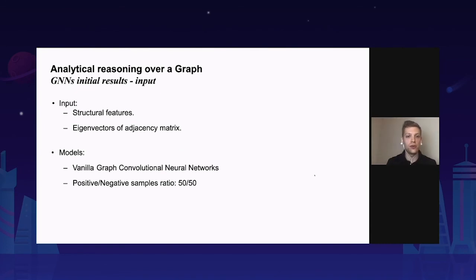So how I approach it. As an input, I took structural features and eigenvectors of the adjacency matrix, which represent some latent, hidden structural features of a graph of nodes. And as models, I took plain vanilla graph convolutional neural networks with a positive-negative sample split ratio of 50-50.